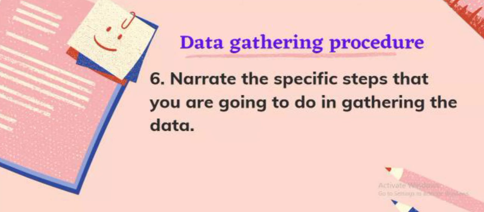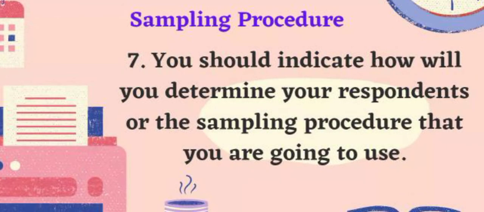Next, tip number 7, this is focused on the sampling procedure. You should indicate how you will determine your respondents or the sampling procedure that you are going to use. So the sampling procedure is a process or technique of choosing the subgroup from a population to participate in the study. So in the sampling procedure, you will just go through a process on how you are going to choose the respondents of the study.